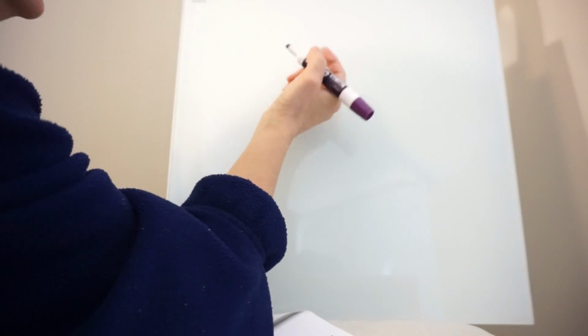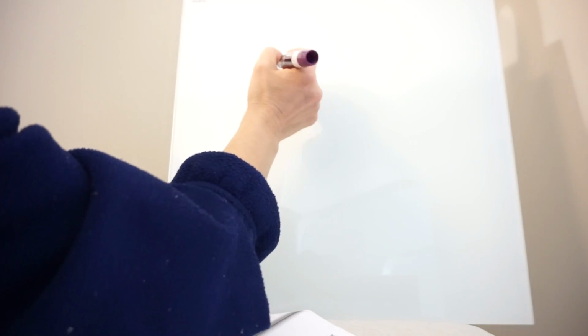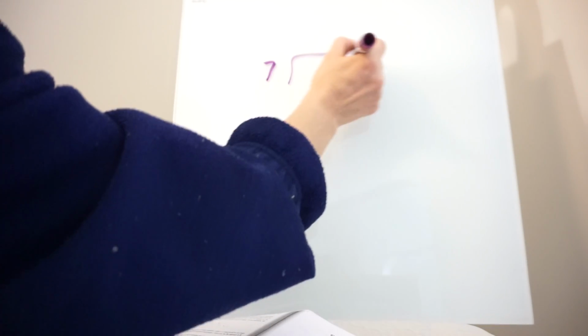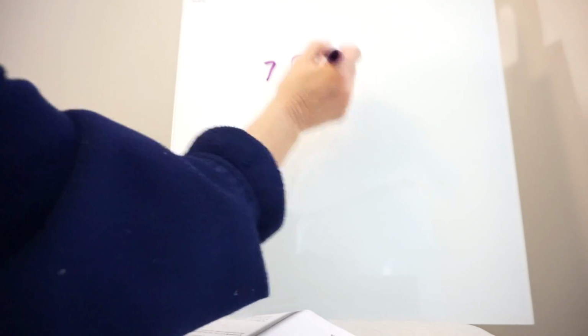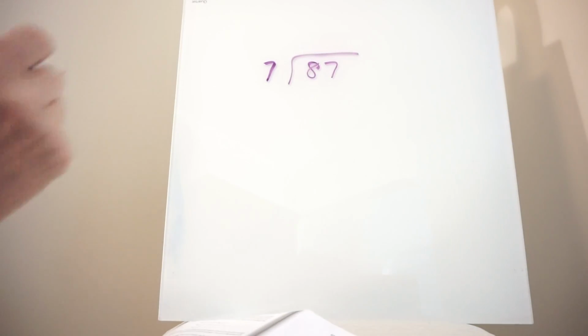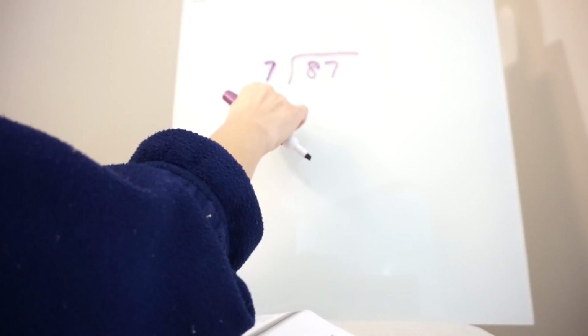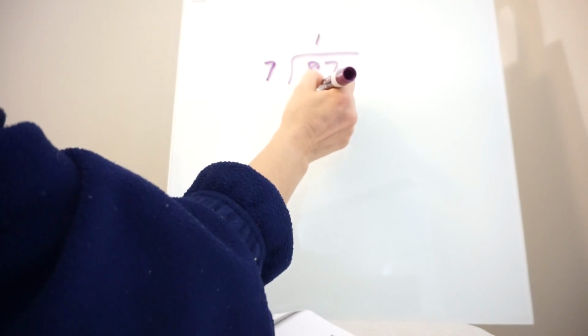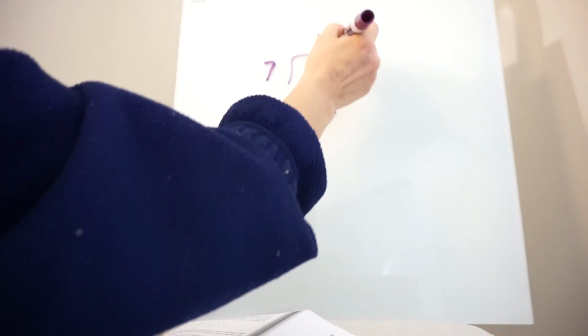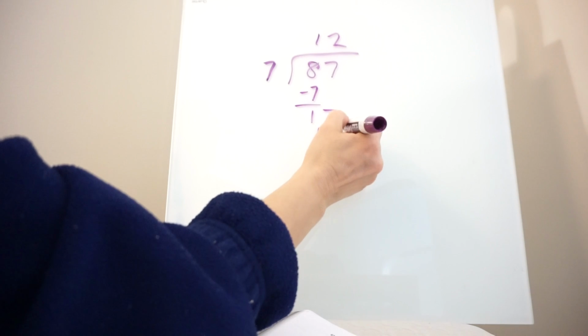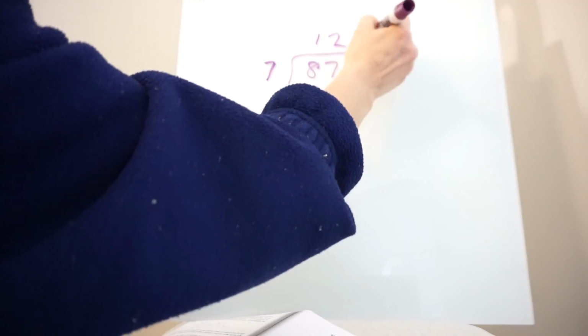What I want to start off with is just doing a regular long division so that we can compare it to long division with polynomials. So if we had the number 87 and we were dividing 7 into 87, just a reminder, this is the dividend, this is the divisor, our answer is going to be the quotient.